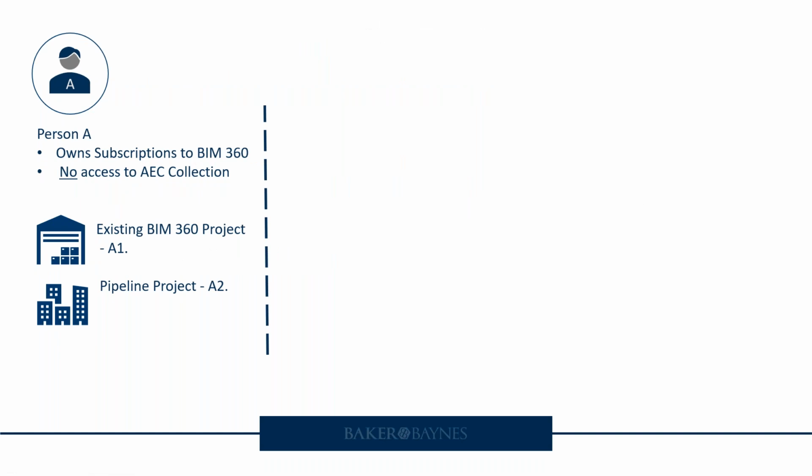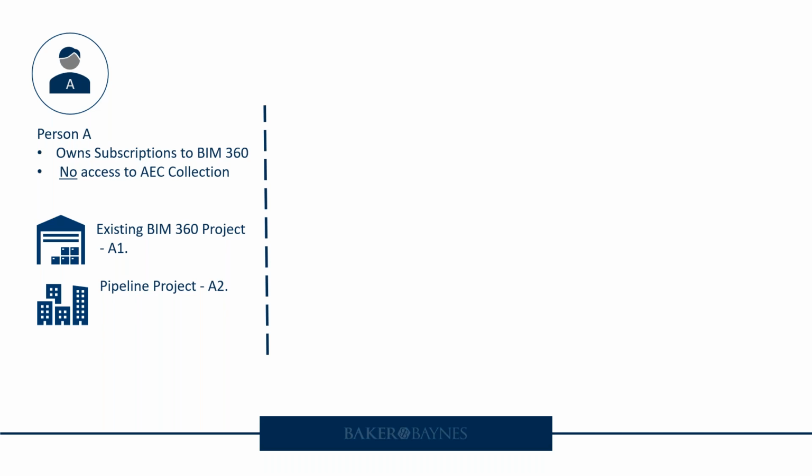Okay, now with all of that said, I like thinking of examples, and I think if we put this into a more practical example, it might be easier for you to understand what's happening and how it's changing. So I'm going to introduce you to 3 people. Firstly, we have person A. Person A owns subscriptions to BIM 360, but he or she or their company do not have access to AEC Collection. So person A, for example, might be a project manager. They have an existing BIM 360 project, let's call that project A1, and they have a pipeline project, which they think will kick off quite soon.